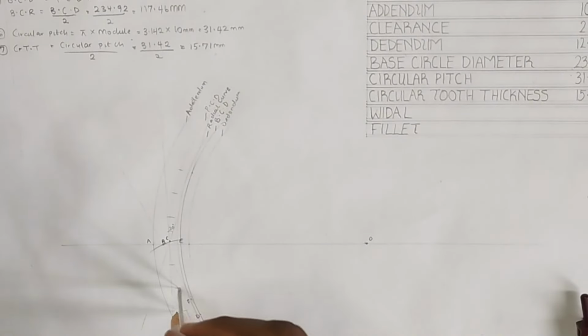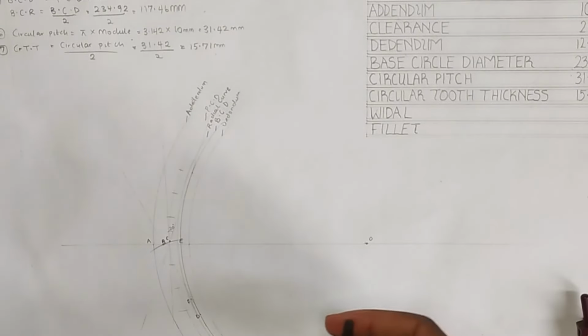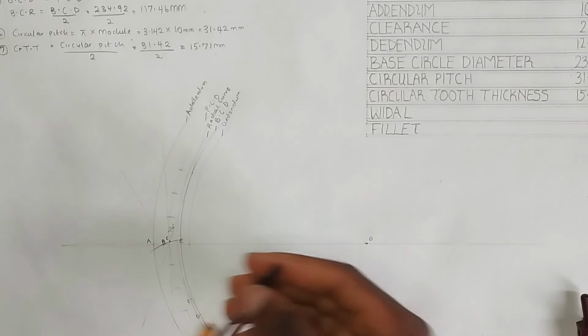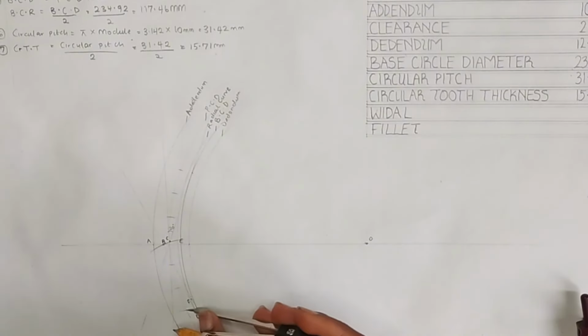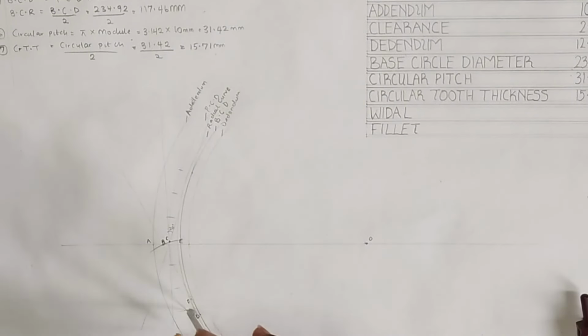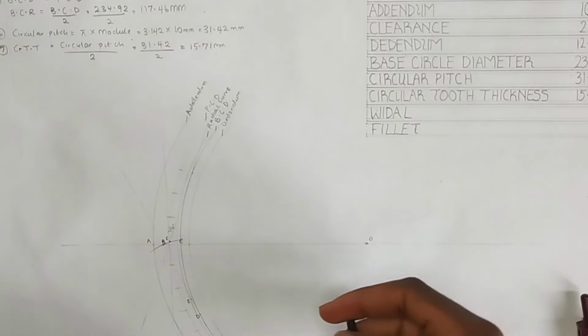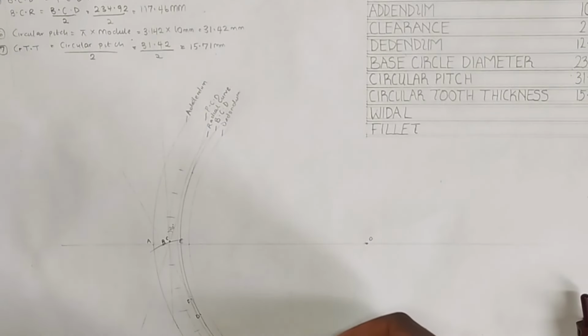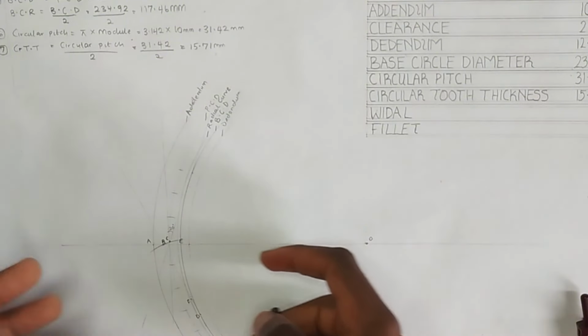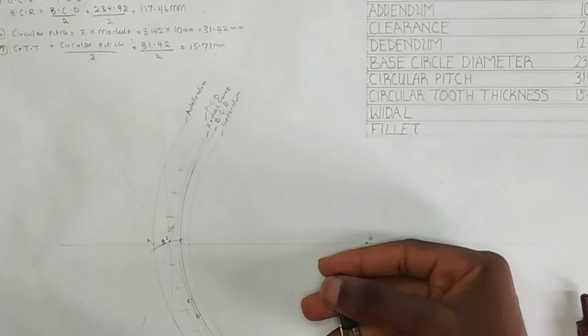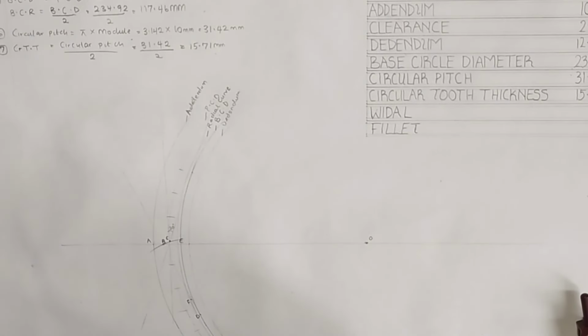Okay, for the purpose of this video, we are just going to be making use of only 3. We are going to make use of 3 tooths. We are just going to be drawing only 3 tooths. You can still extend it a little bit more, depending on your instructor. Your instructor can ask you to draw as many teeth as possible, but for the purpose of this video we are just going to be drawing just 3.